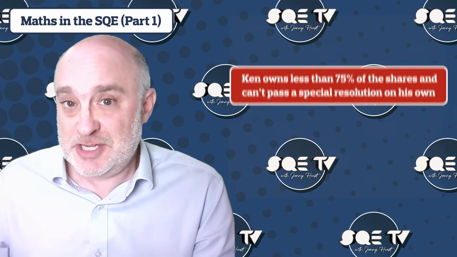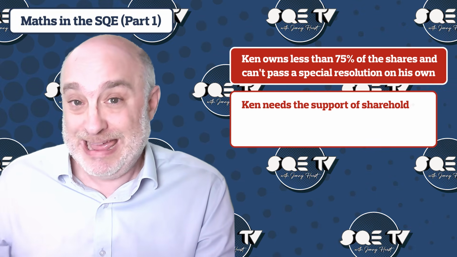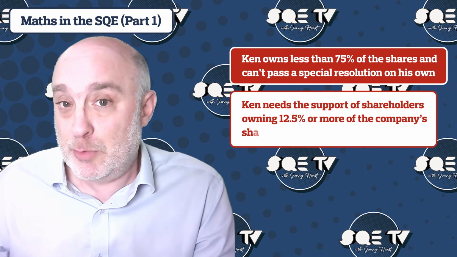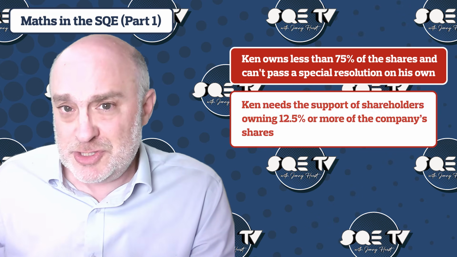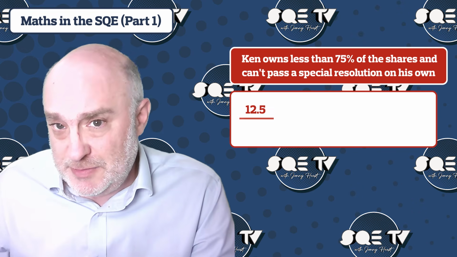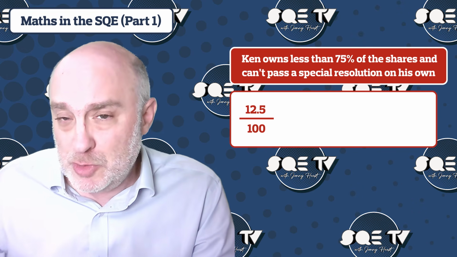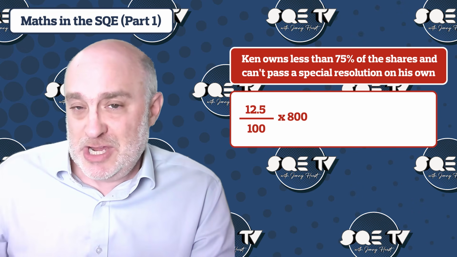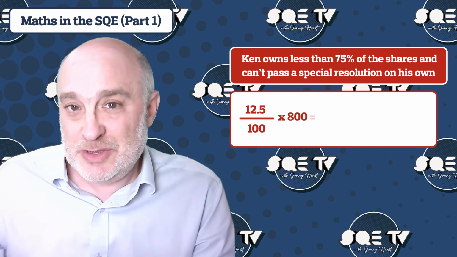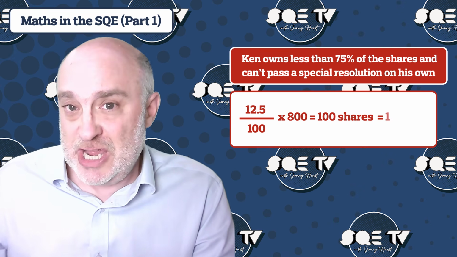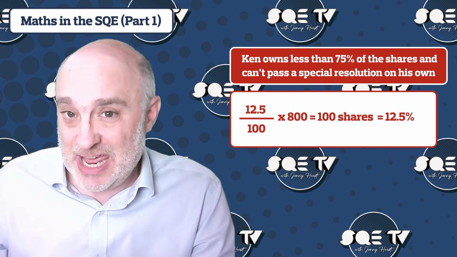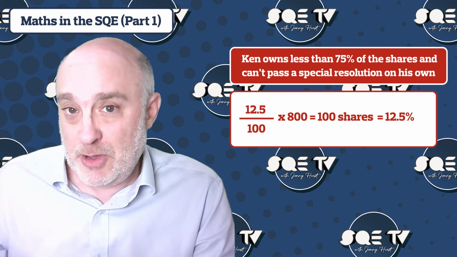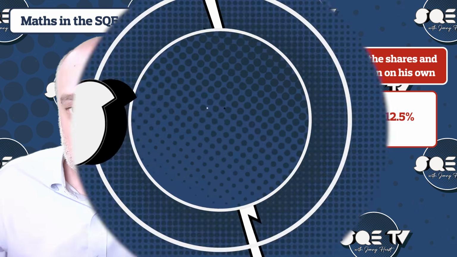He will need the assistance and support of other shareholders, and particular shareholders that own at least 12.5% of the shares. So what does 12.5% of the shares constitute? Well, 12.5 divided by 100, multiply that by the total number of shares in the company of 800, and that tells us that we need 100 shares, or somebody who's got control of 100 shares in addition to Ken's, in order to support him in passing this special resolution.